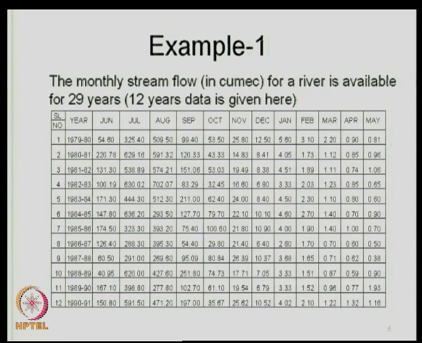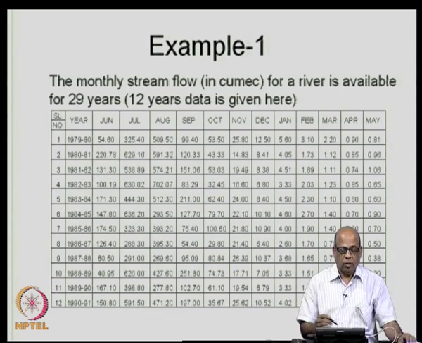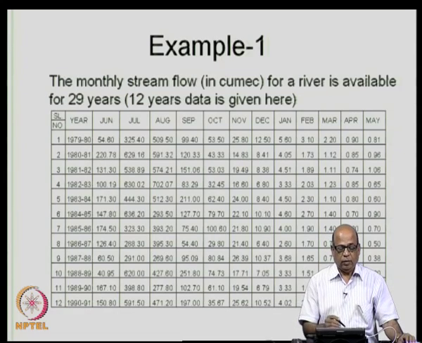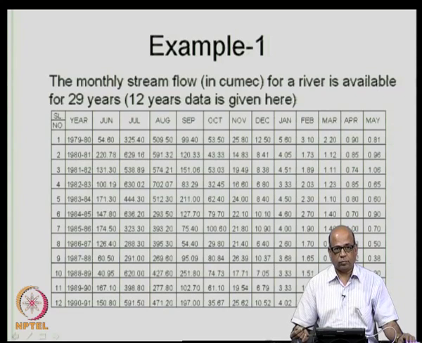We will consider an example now. We have streamflows at a particular river for 29 years. We have shown 12 years of data here. Like this we have the data for 29 years. The data is like this, June, July, etcetera, up to May, from 1979-80 and goes on for 29 years.